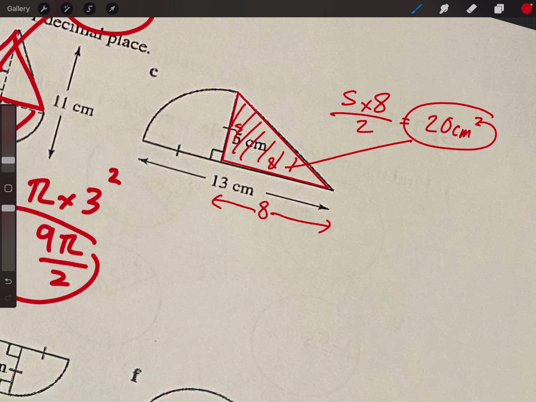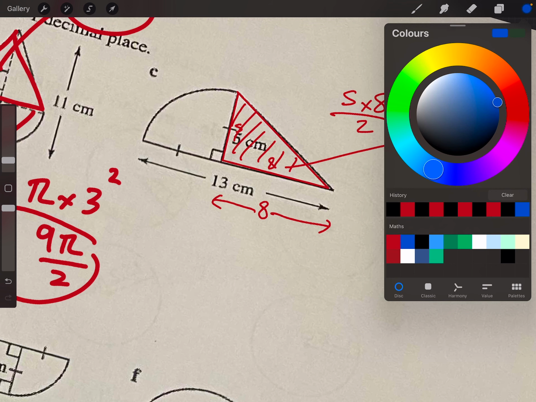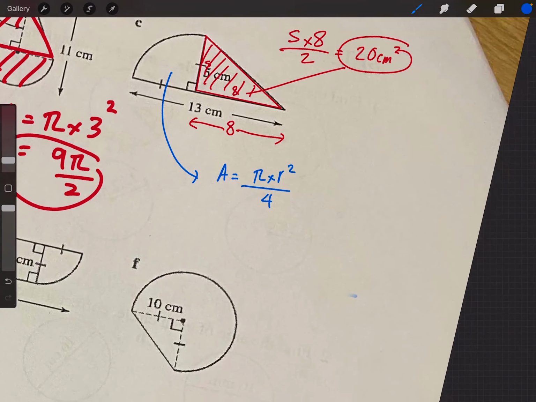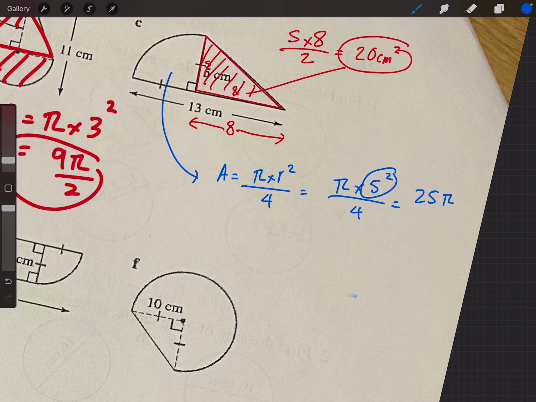Now to find the area of the quarter circle, this one here, the area is equal to pi times radius squared divided by 4, because we have a quarter of a circle. So pi times the radius, which is 5, so that's 5 squared divided by 4. 5 squared is 25, so 25 times pi divided by 4. Work out what this number is, and then you're going to add it with the 20 and get the full area. So add it with the 20 and that's done.